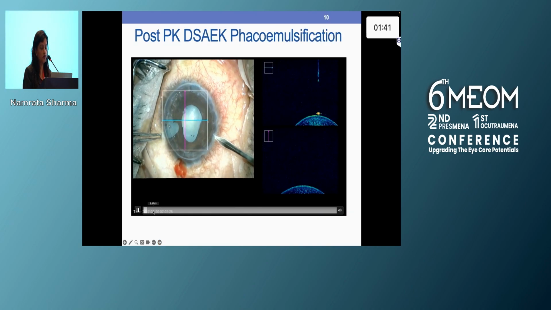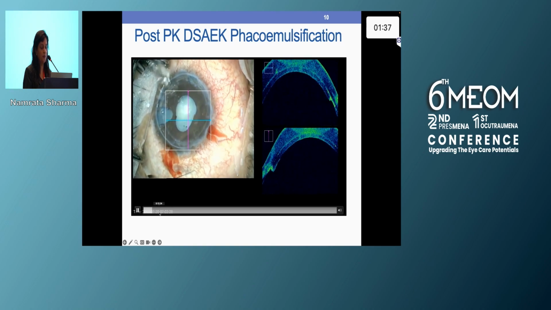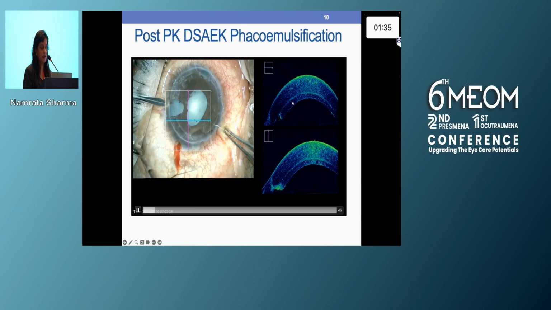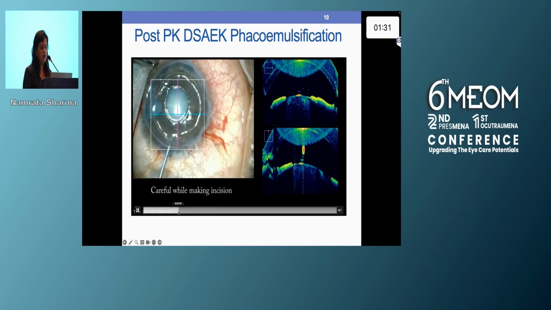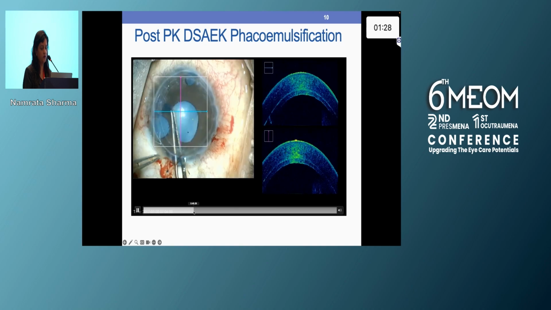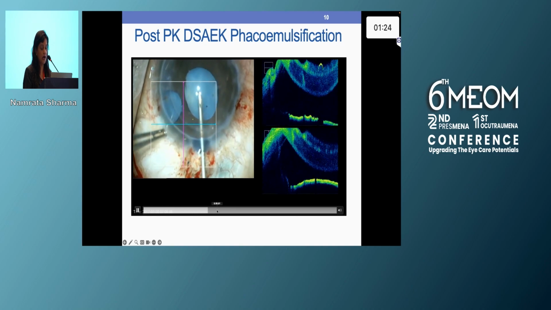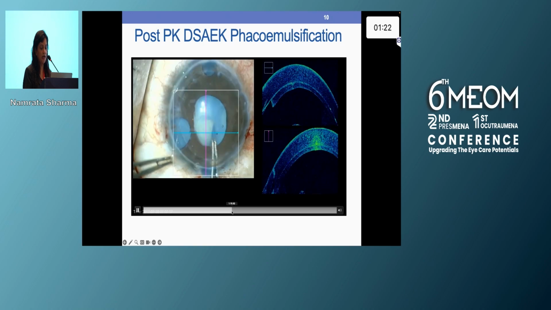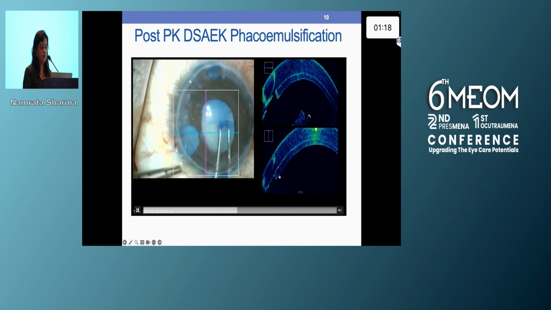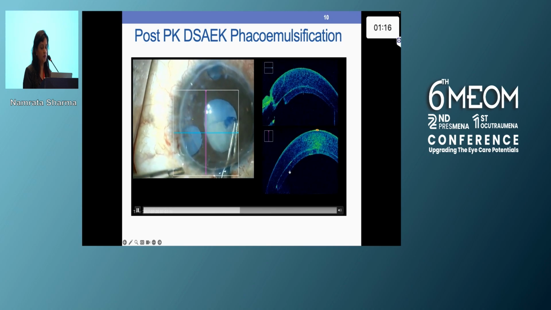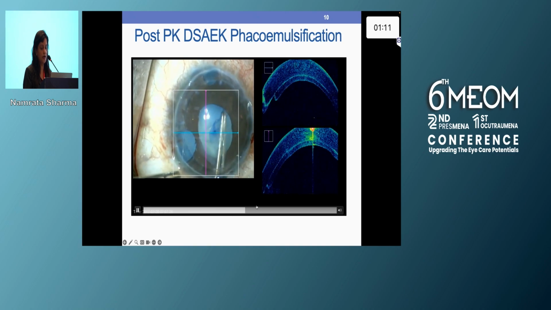This was a case of post-penetrating keratoplasty, post-DSEK cataract. So for a PK, DSEK was done. You can see that the DSEK graft is sitting here. And after this, the cataract surgery was done. So all the dynamics of the graft as it behaves while the cataract surgery maneuvers are being done can be actually highlighted here. You can see the PK graft wound here, and the posterior, this is the DSEK graft or the lenticule with stroma and endothelium.